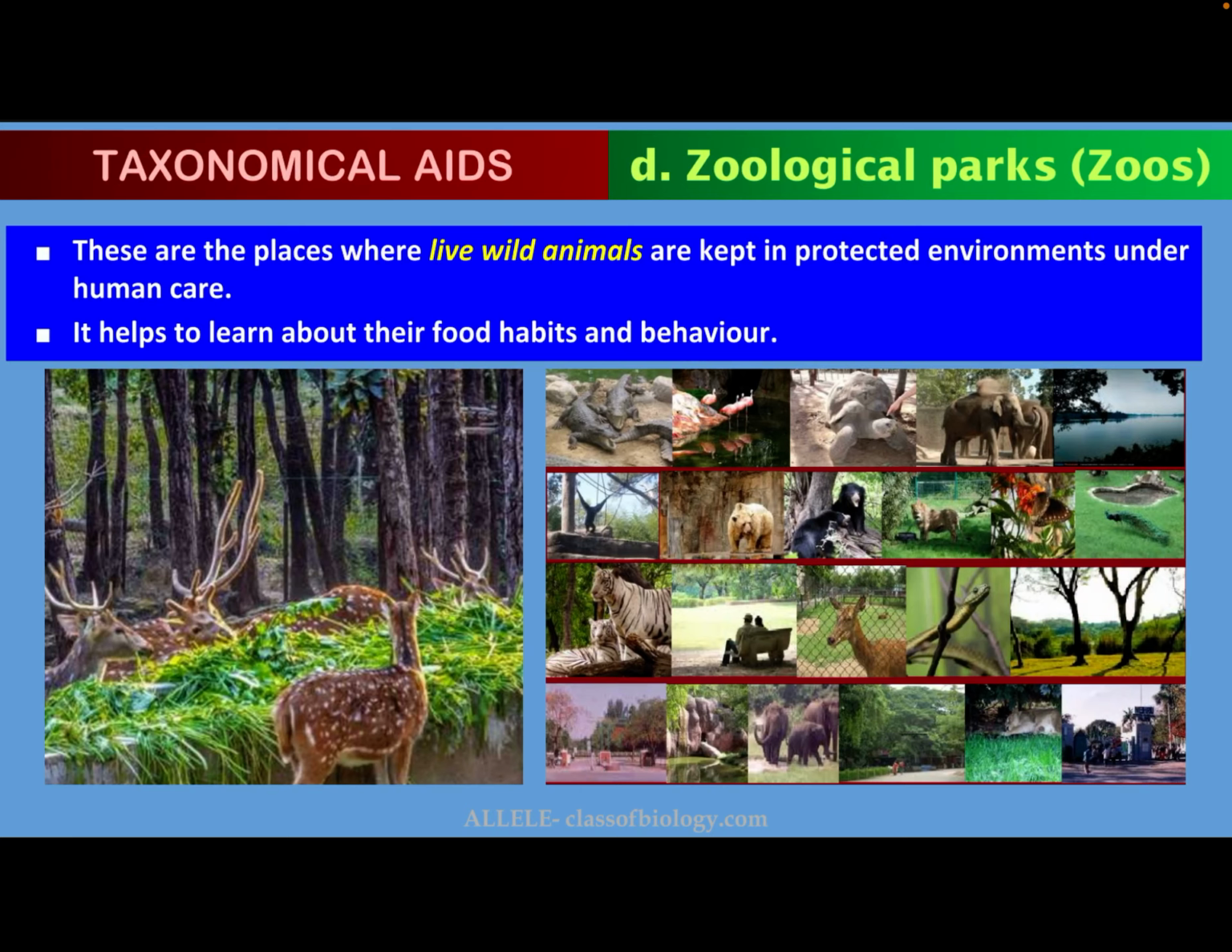In the last lecture, we are going to study very specific taxonomical aids. These are the most common, but specific types of taxonomical aids will be covered in the next lecture.